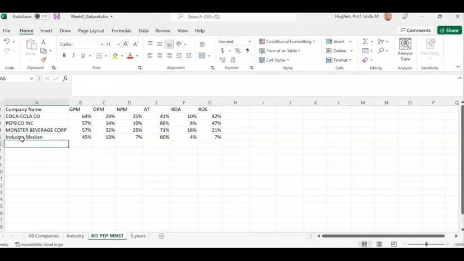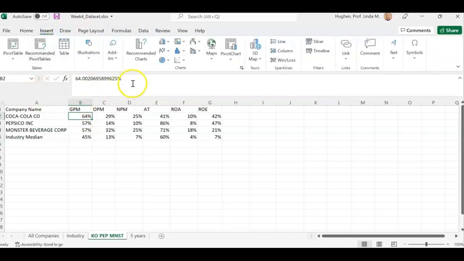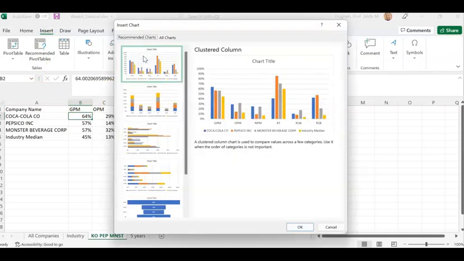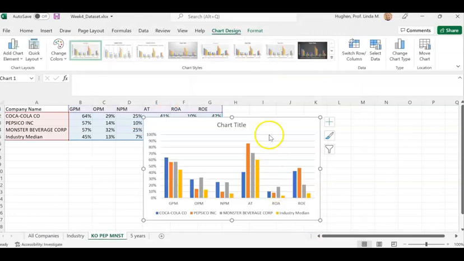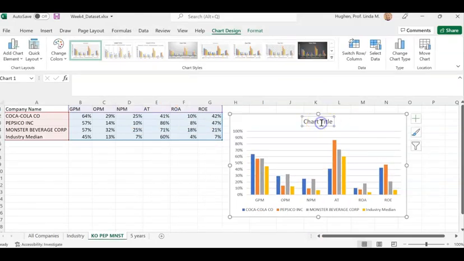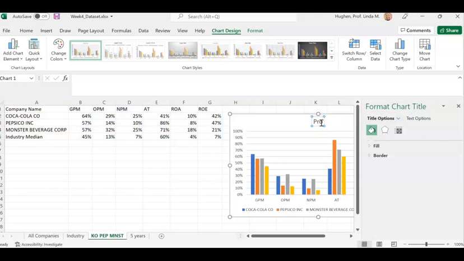medians, industry median. There's a lot of data here, so let's put in a chart to put this in a somewhat nicer format. I'm going to go to Insert. I like to start with recommended charts and see what Excel tells me. Now we can display this. There's no one right way to display this information to make it easier for us to interpret. I like this clustered column chart that Excel is offering me here, so I'm going to click OK. I'm going to put the title, Profitability Analysis.